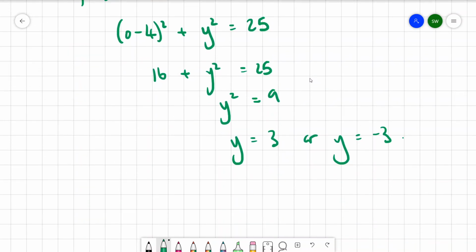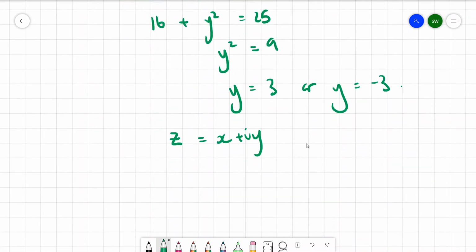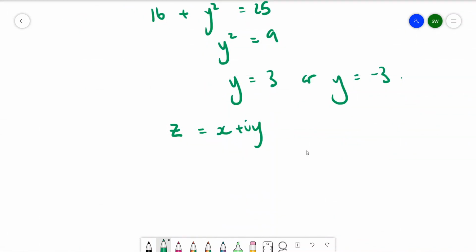Now remember, we're looking for the complex number z, which is x plus iy. We've not been asked to find out what x or y is. We've just made that up to help us solve the problem. So when x equals 0 and y equals 3, we're going to get z equals 3i. Or when x equals 0 and y equals minus 3, we'll get z equals minus 3i. Because remember, x was equal to 0.